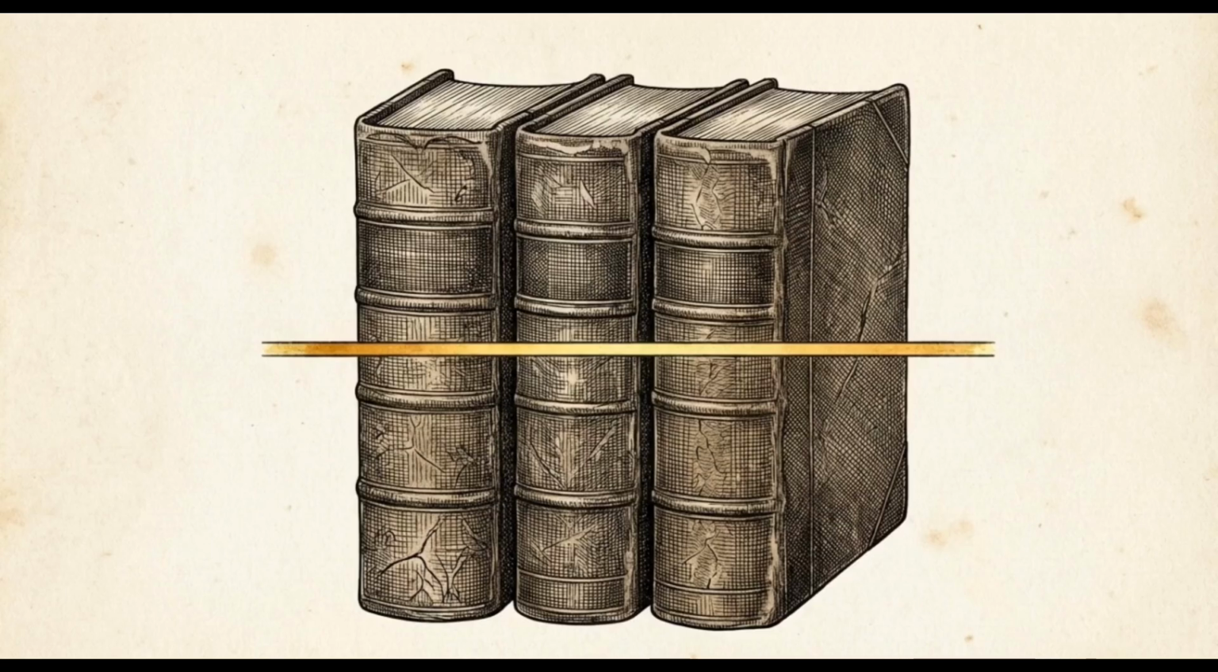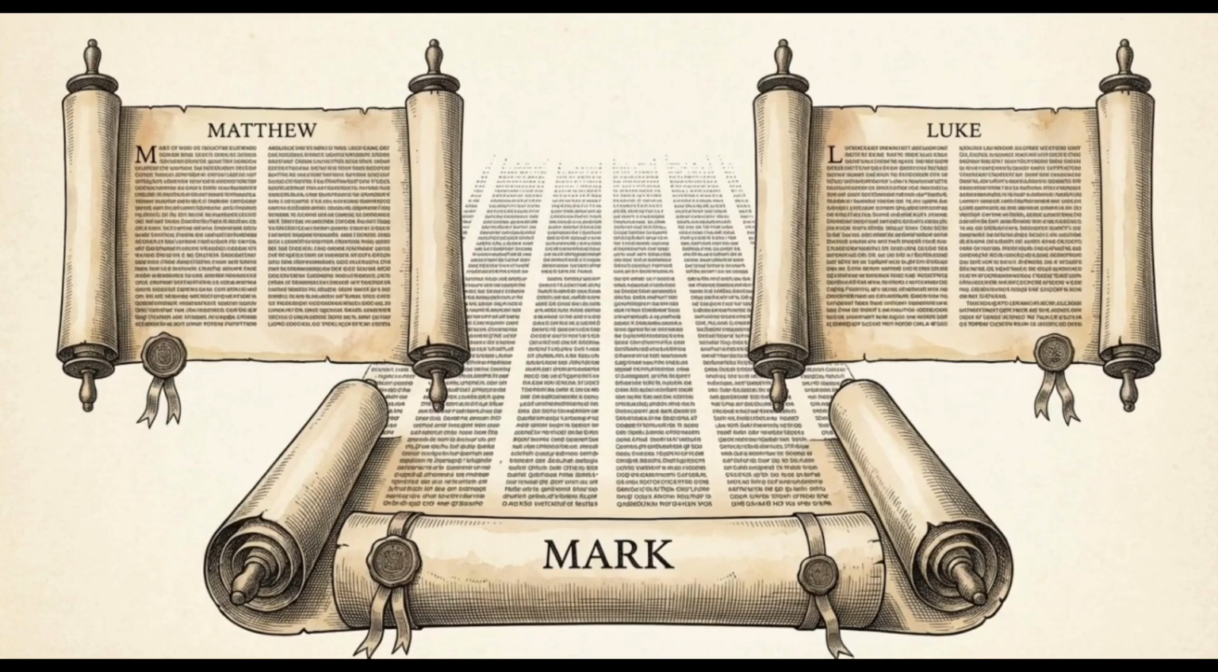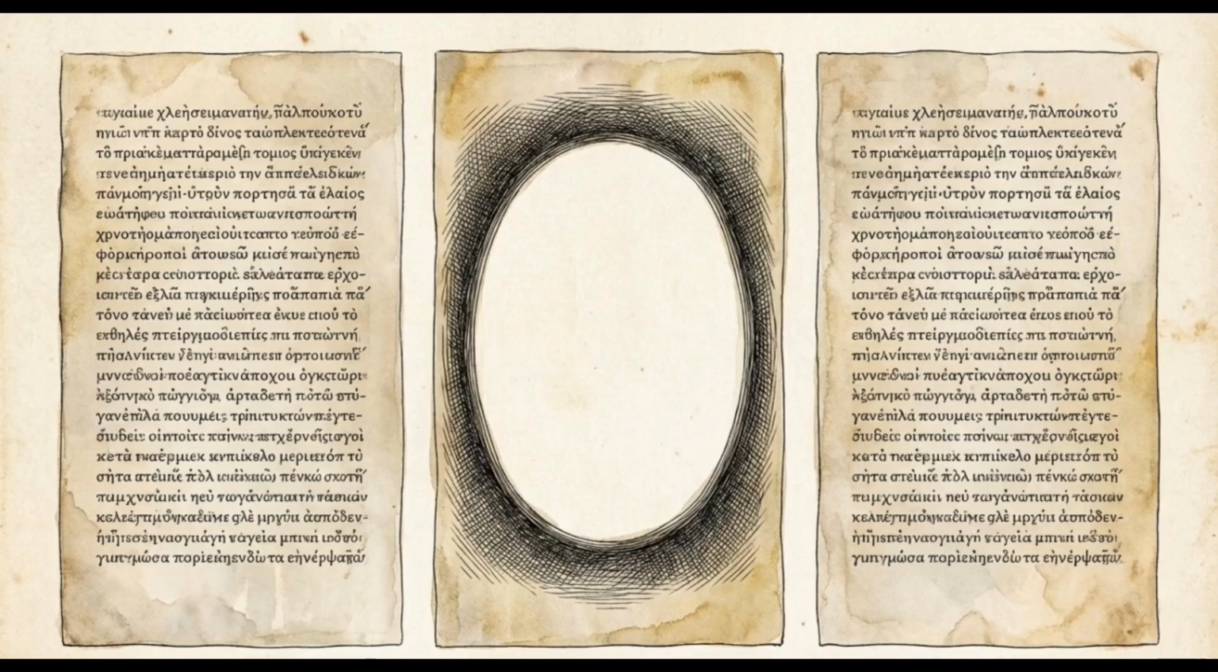Establishing Mark as the earliest text explains the shared narrative spine across all three books. Mark serves as the core historical framework that Matthew and Luke both built upon. However, Markan priority leaves a data gap.